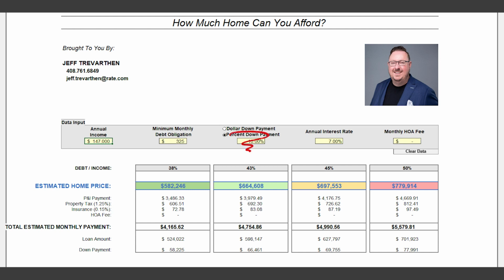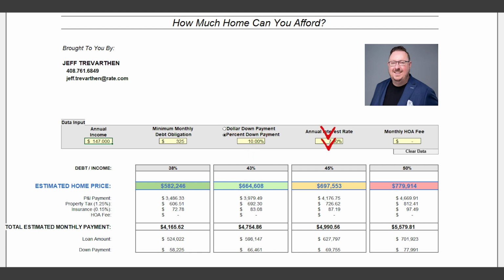The next column over is 43%. That's a little bit higher debt ratio. The reason why 43% is significant is that typically on jumbo loans, that's the maximum debt to income ratio that you can go to. But it's still affordable in terms of conforming or government loans, most likely. You can still be able to get a loan with that. So that's highlighted in green as well. So you can see the $664,608 would be your purchase price on that particular instance.